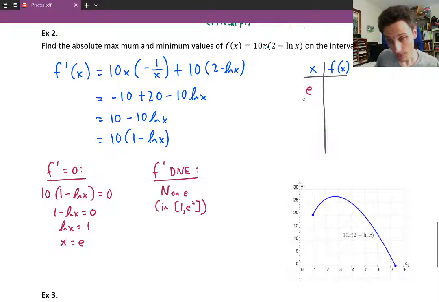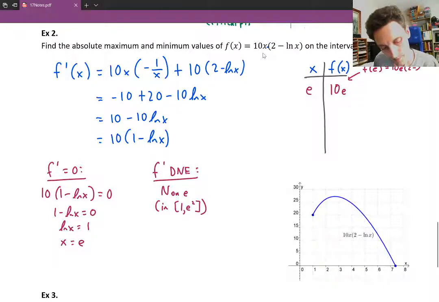So here's e. If we plug e into the function, we're going to get 10 times e, and then times 2 minus ln e. Ln e is 1, so we'll have 2 minus 1, which is 1, times 10e is 10e. We're getting this by plugging in e into the function. This is our critical number.